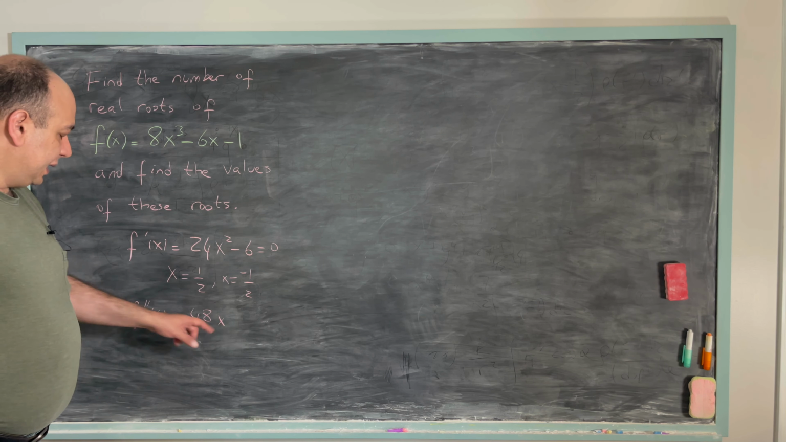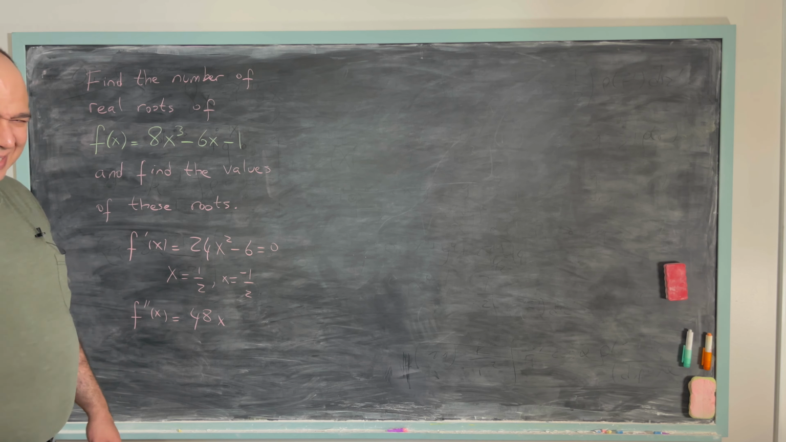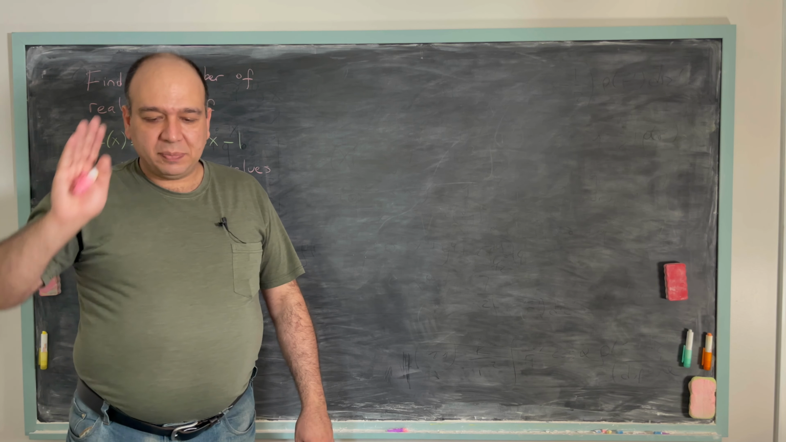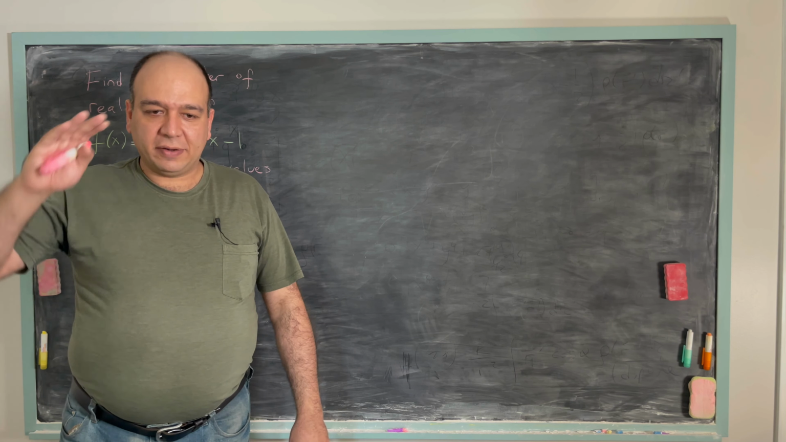So this actually tells me that x equals 0 is my inflection point, right? This is where the curvature changes. When x is less than 0, f double prime of x is less than 0. So this means that it's concave down. The shape is concave down. When x is larger than 0, f double prime is positive, so it's going to be concave up.